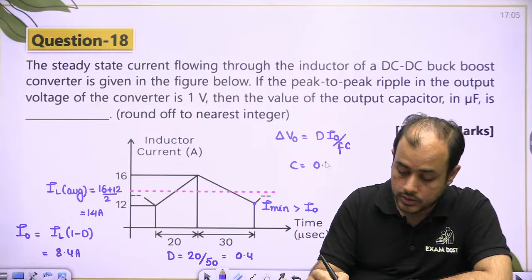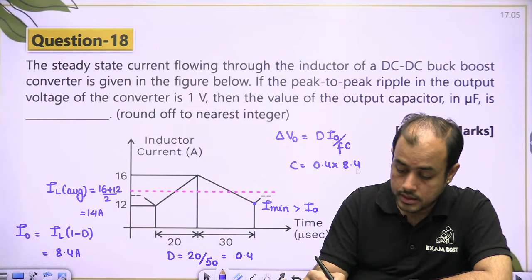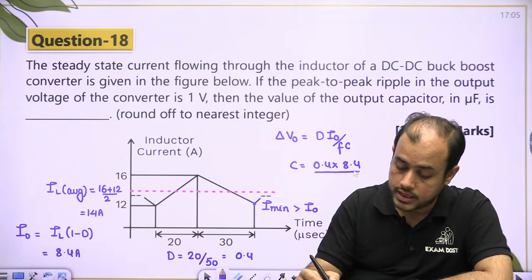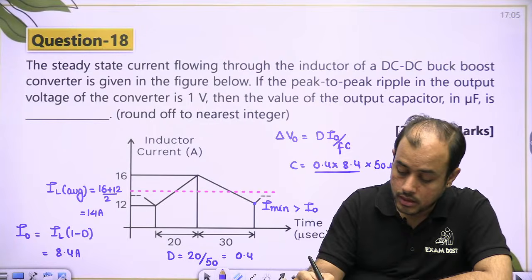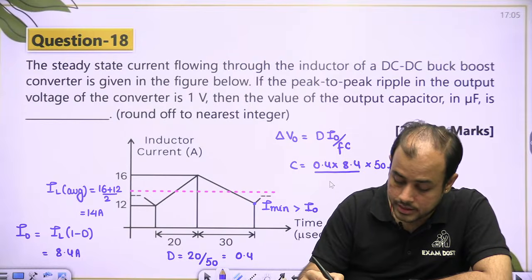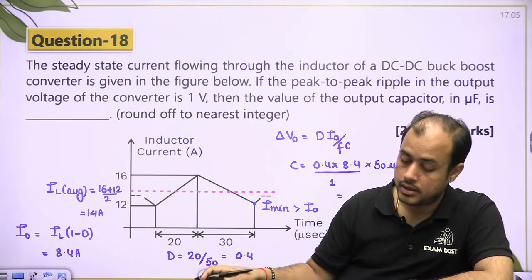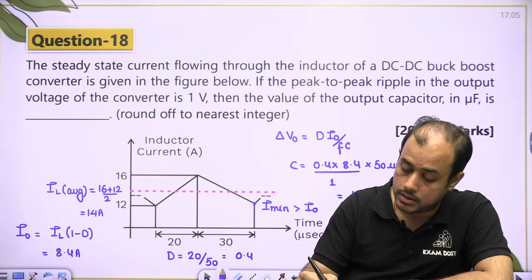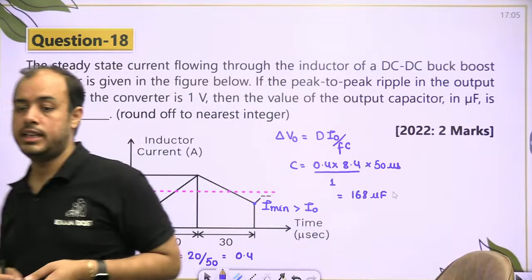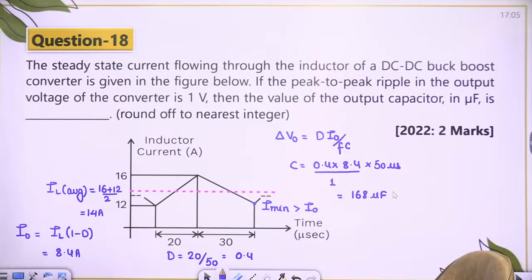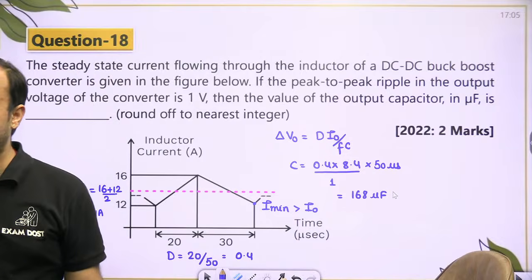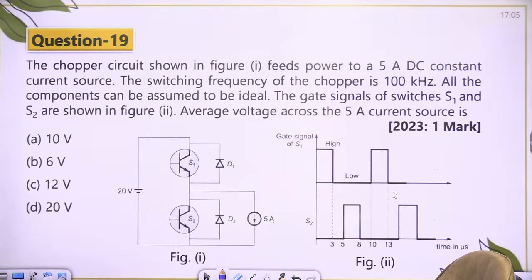so capacitance will be 0.4 I naught by F. F is what? 50 microsecond. So 1 by F I am taking as time period 50 microsecond. Delta V naught is 1. 168 microfarad. 168 microfarad. Very good, Subhadeep. Answer is 168. So this direct formula is applicable if I min is more than I naught. Otherwise, we have to draw the graph of IC, then approach.